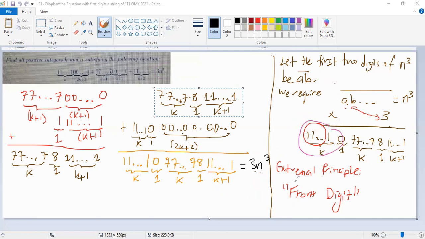So it's this one. I'm going to use the extremal principle. In this case, we're using it to look at the front digit. Normally, you look at the back digit. The back digit didn't seem to point to any contradiction and seemed to be possible. That is why I started attacking the front digit. How many ones can it possibly be?